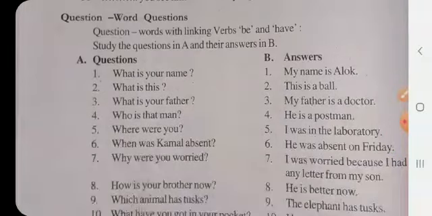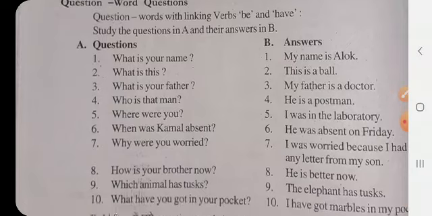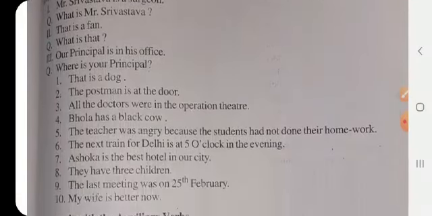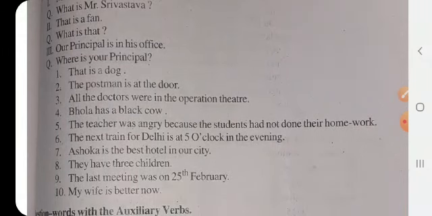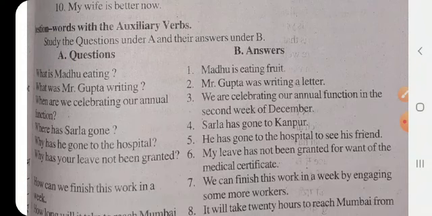Then, questioning words. We all know that generally questions are asked with the questioning words what, who, where, why, how. These are some questioning words which give us the answer. So in this way also we can make the sentences. Example 5 is for this. That is a dog. Which is a dog? The postman is at the door. Where is the postman? So this is the way we make the sentences into interrogative.